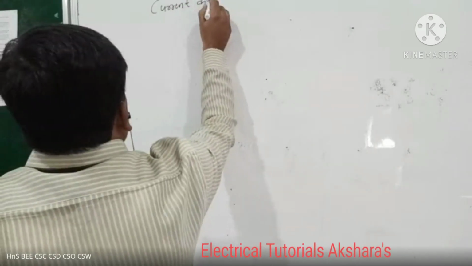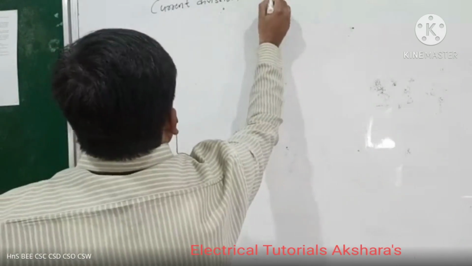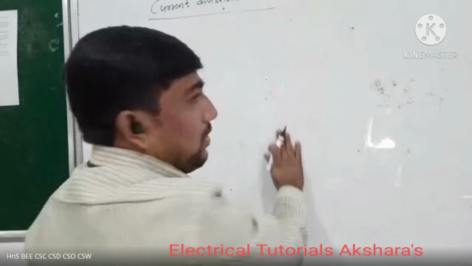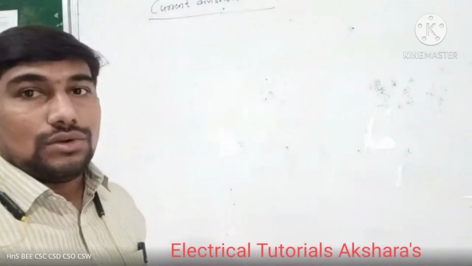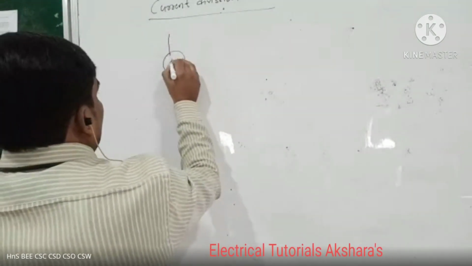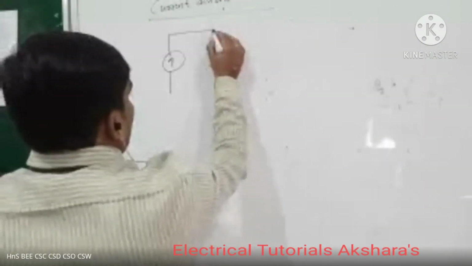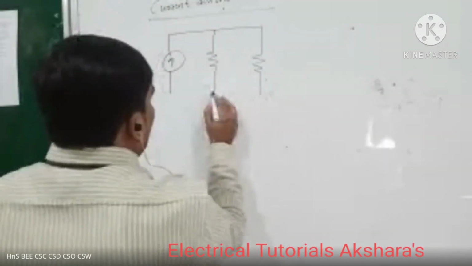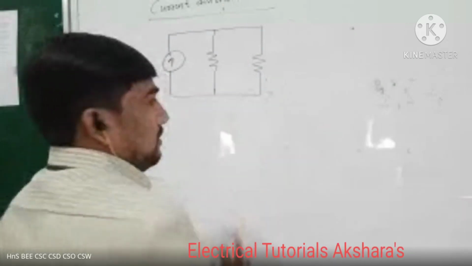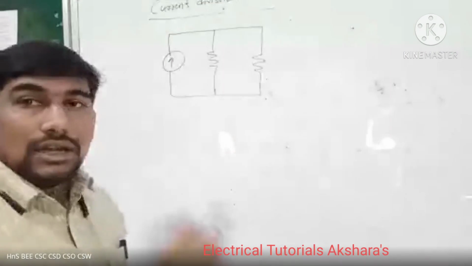Current division rule is nothing but CDR rule, the current division rule. Now I am taking a simple, basic circuit for the current division rule. This current division rule is only applicable for two resistors. Okay, this formula is only applicable for two resistors.